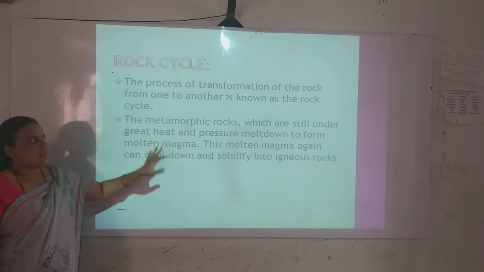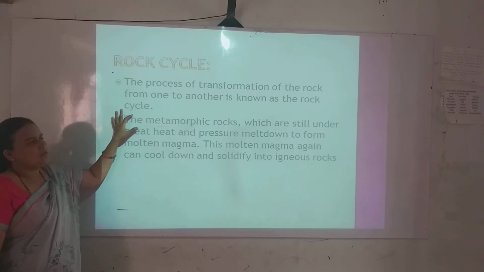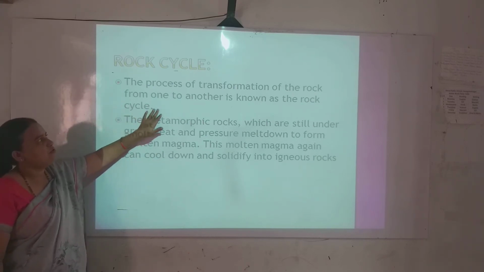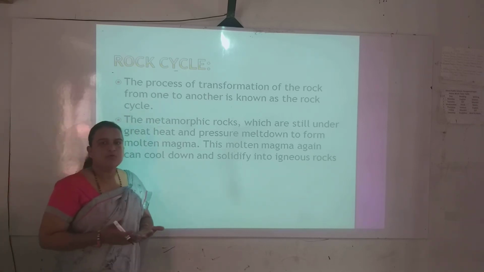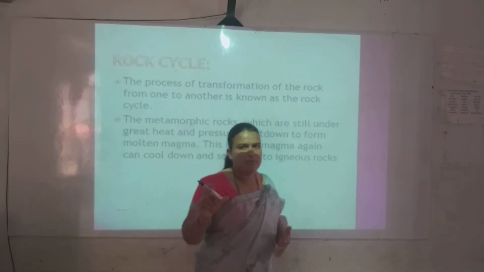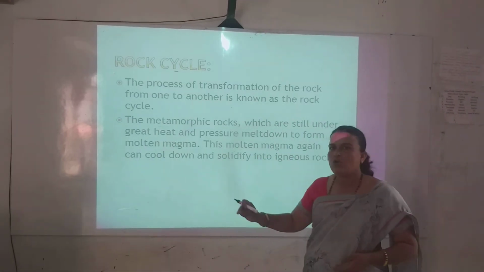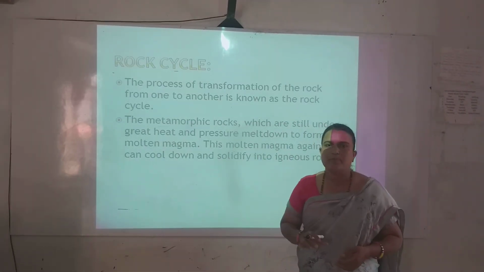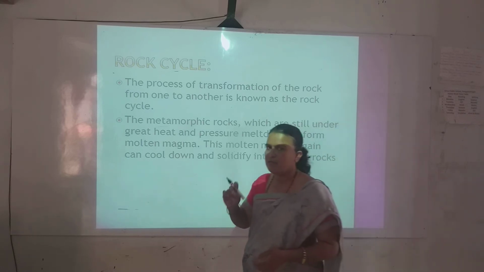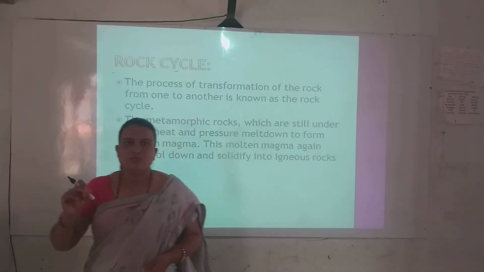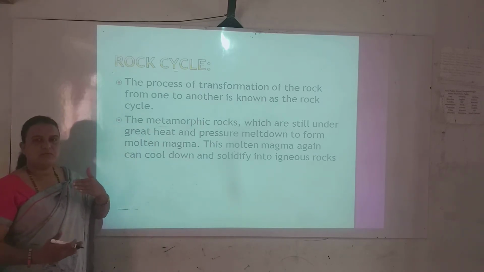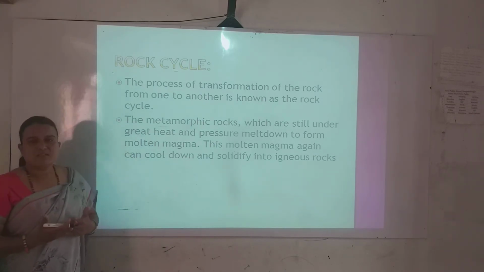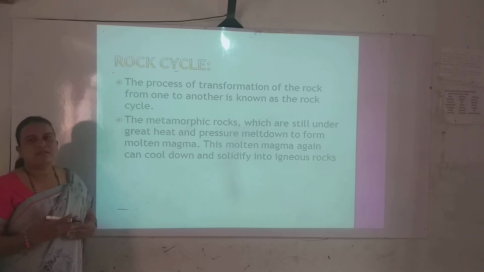Then here, the rock cycle. The process of transformation of the rock from one to another is known as the rock cycle. As we know, igneous rock is called primary rock. For sedimentary rock and metamorphic rock formation, particles of earlier rocks are needed. So these rocks change from one state into another, and thus the rock cycle is formed.